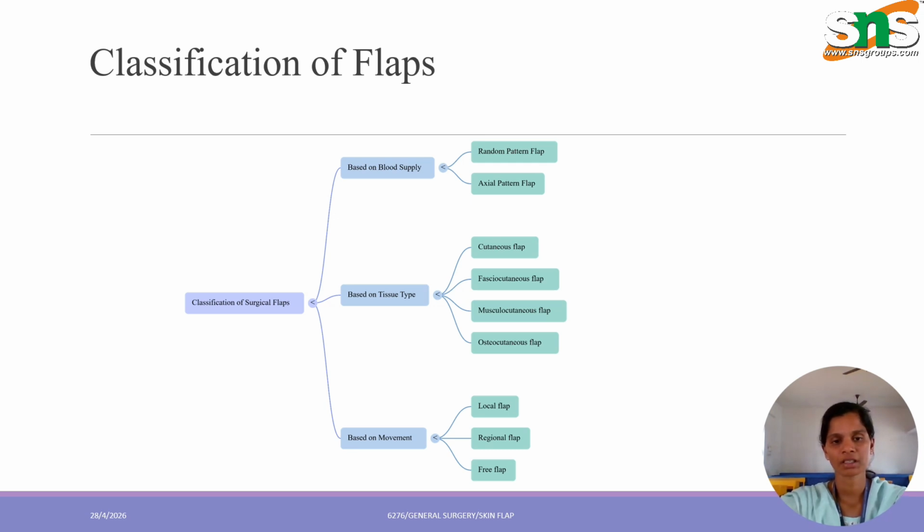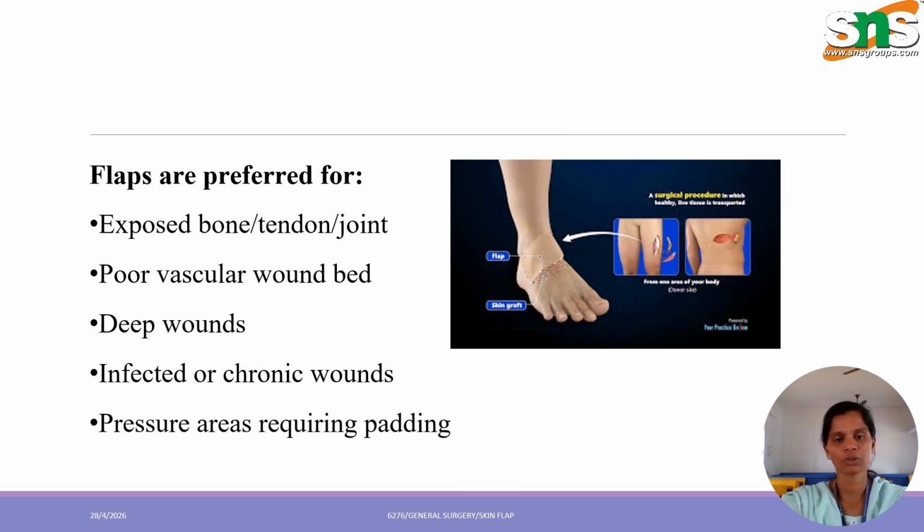Classification of flaps. The skin flaps are classified based on three categories, and there are eight or nine subcategories also. So let us see what is what one by one. So flaps: why are flaps preferred, and under what conditions are flaps used? Why is it not preferred for grafting, only for flap? Let us see the details about this.